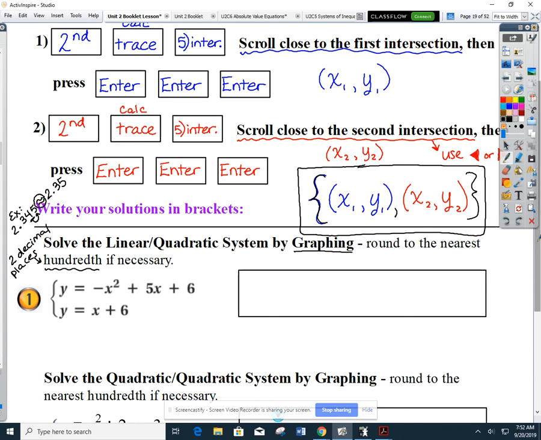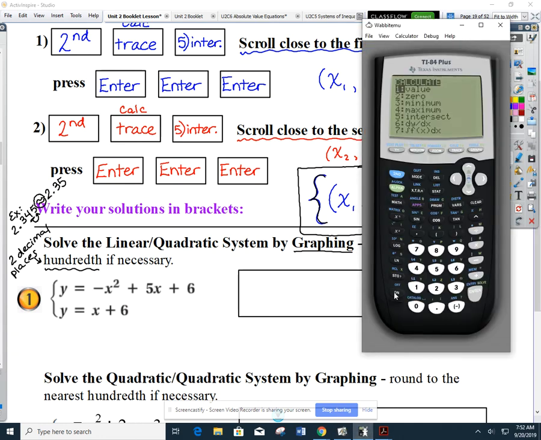So let's do number 1 together. You're going to start on your calculator by hitting y equals and entering the equations. So negative x squared plus 5x plus 6. And y2 is just x plus 6. And now we're going to look at the graph.